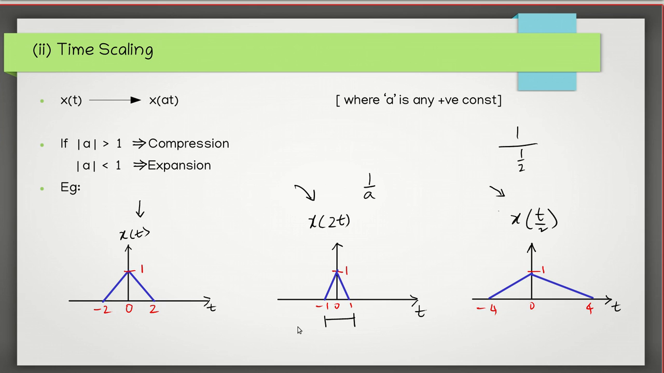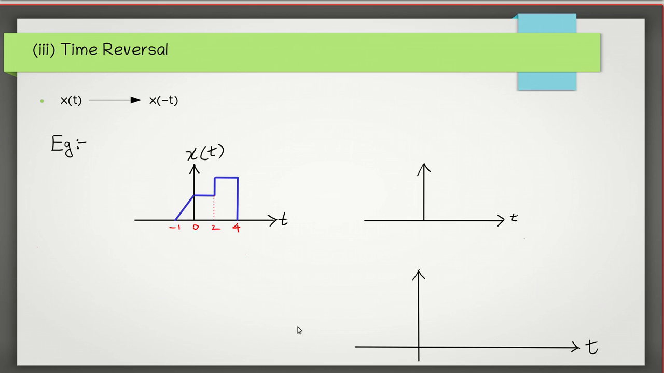Now let's look at the next property, that is the time reversal property. In the previous property, the time scaling property, x of t was being modified to x of at, but a was only any positive constant there. Now by just substituting a equal to -1, we get the time reversal property. According to the time reversal property, any signal x of t is going to be changed to x of -t.